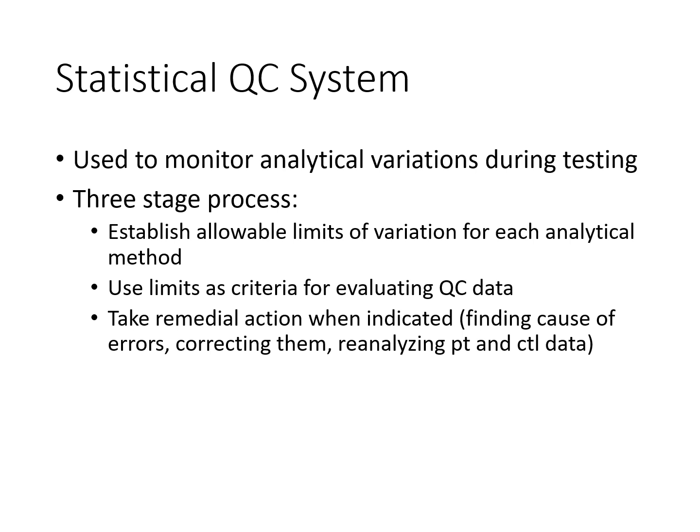For a statistical quality control system, we use this to monitor analytical variations during testing. So we have a three-stage process. You're going to establish your allowable limits for variation, so that's your plus or minus 2 standard deviations. You're going to use those limits as criteria for evaluating that QC.